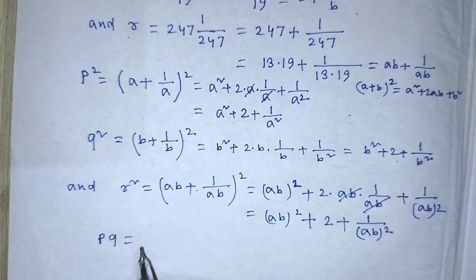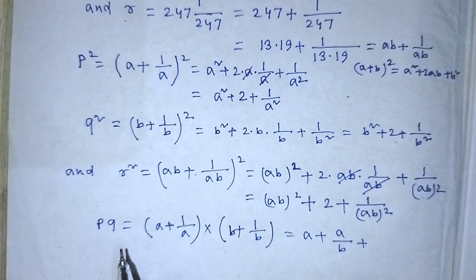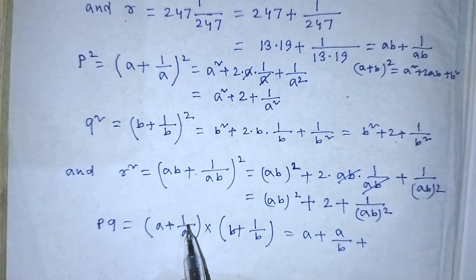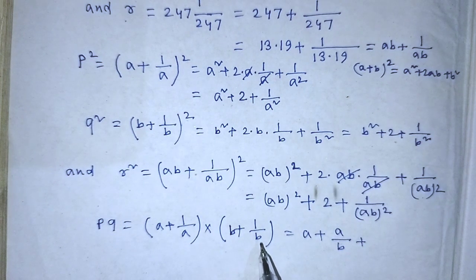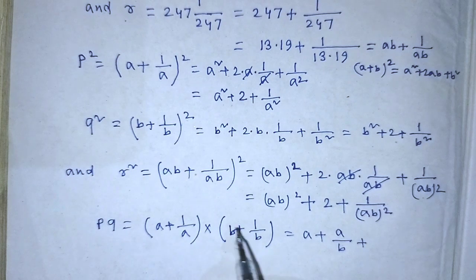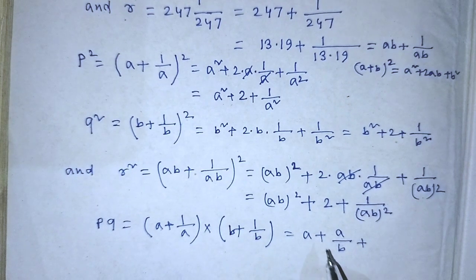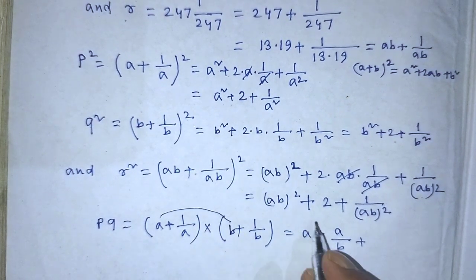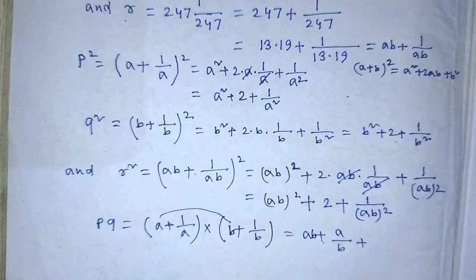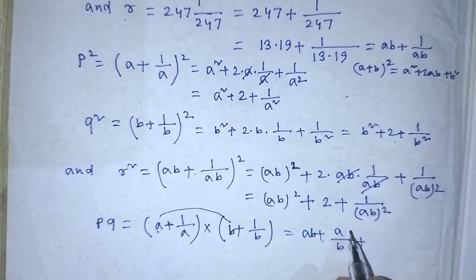So the value of PQ will be, so we have to multiply the value of P and Q. The value of P is A plus 1 over A and the value of Q is B plus 1 over B. So if you multiply both algebraic expressions, so we can write in here A into B, that is AB, plus A into 1 over B, that is A by B.